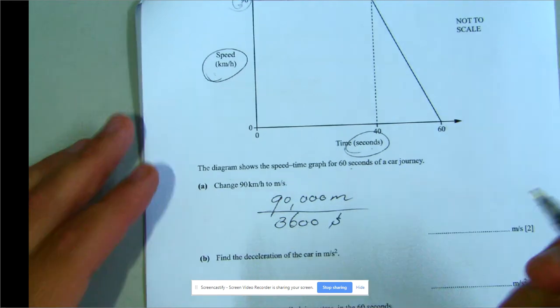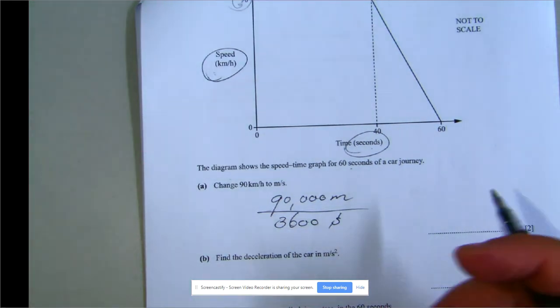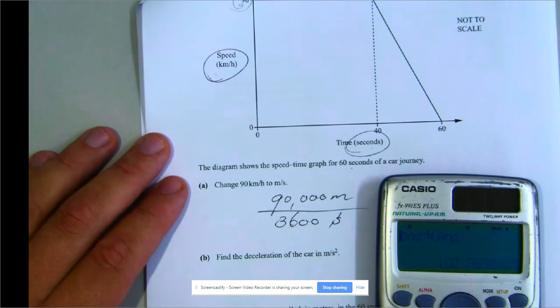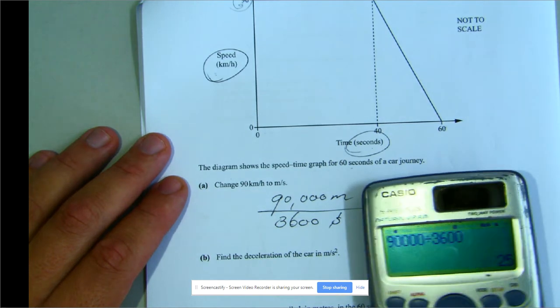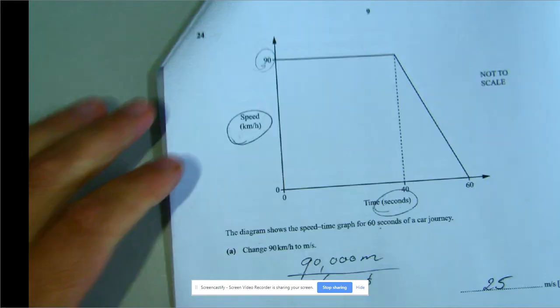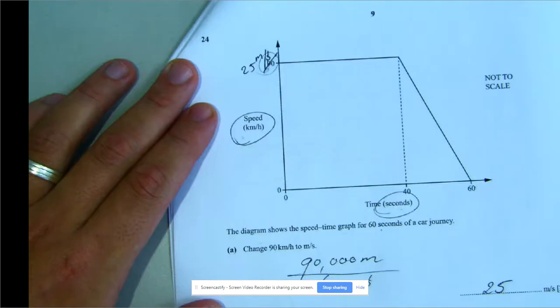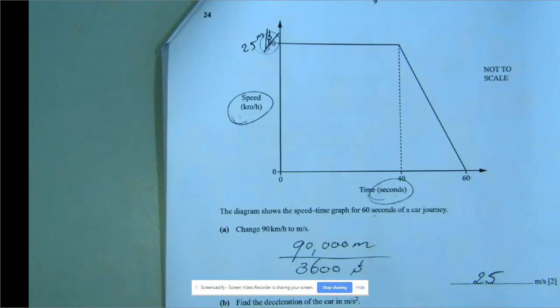That's a value that you should know, 3,600 seconds in an hour. Yeah, 60 times 60. So 90,000 divided by 3,600, 25 meters per second. Okay, and I'm just going to change that there as well, 25 meters per second, just to make sure I don't make a silly mistake later.